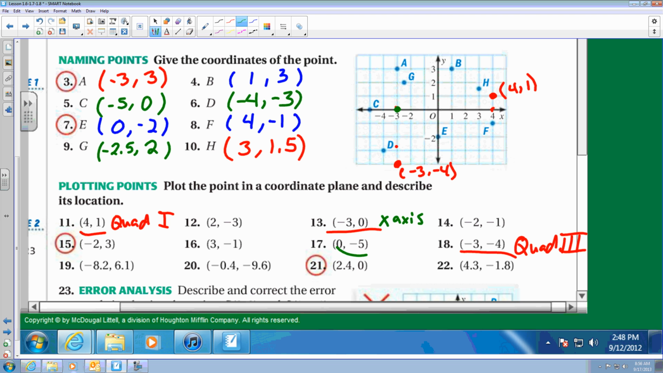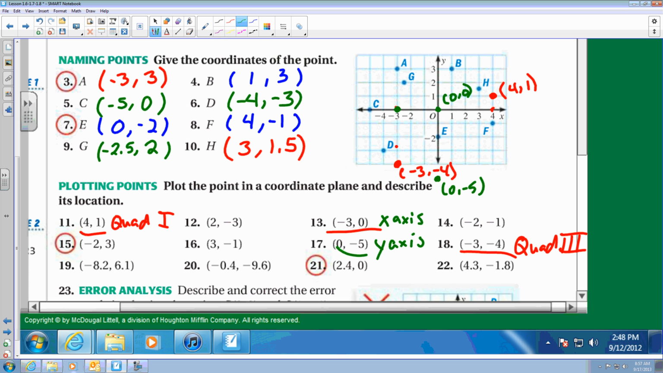Same thing goes for saying something like 17. It doesn't go anywhere left and right, but it goes down 5 units. So it's 1, 2, 3, 4, so it's somewhere right around here. So this is where 0, comma, negative 5 is located. And that one is located on the y-axis. The only time it's ever located on the origin is when it's at coordinate 0, comma, 0.